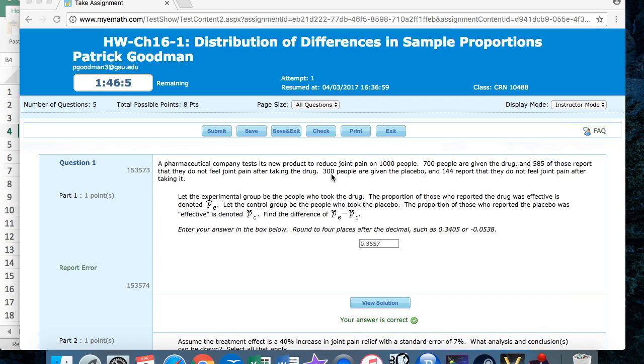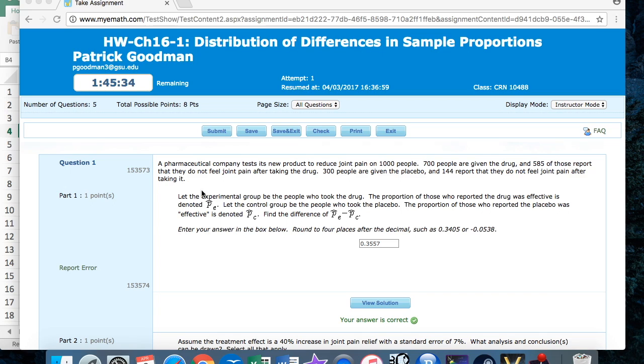So then they said the 300 people that were left were given the placebo, which means the control group. They were given something that looked identical to the drug that the other people were given, and they were asked, how do you feel about this? Not knowing that the drug they were given was a fake. And then 144 people said that they did not feel joint pain after taking it. So I guess that placebo, man, they were like, oh, this definitely does help.